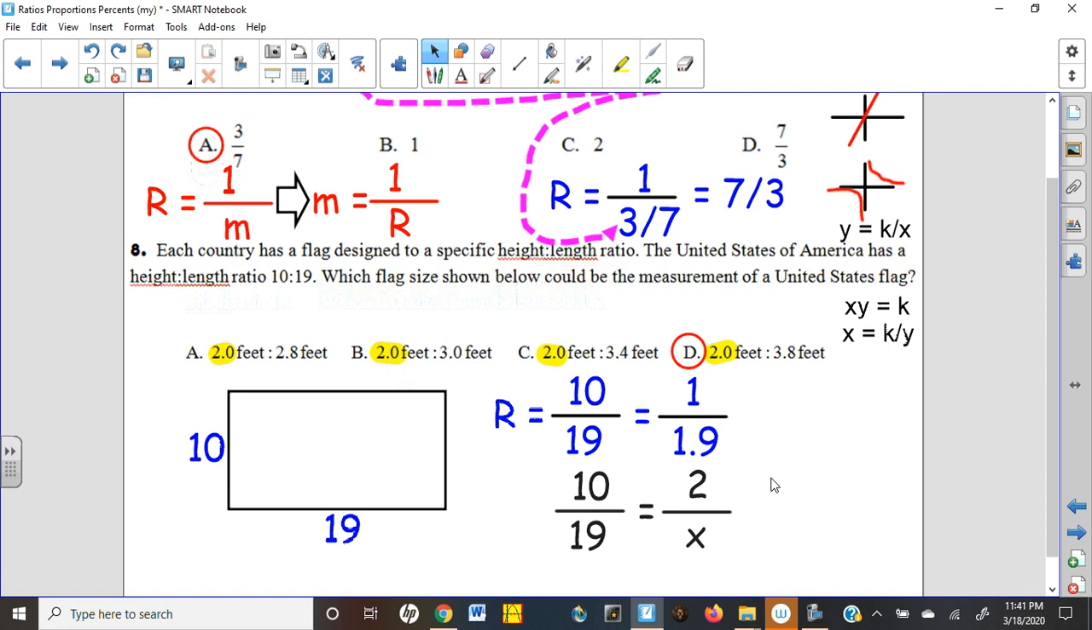Number 8 was just a kind of a scale factor problem where we had to understand that the dimensions were 10 by 19 and then use that to reduce and find the scale down answer. So pretty straightforward. If you just set up the proportion, you can let me know if you have any further questions on that one.